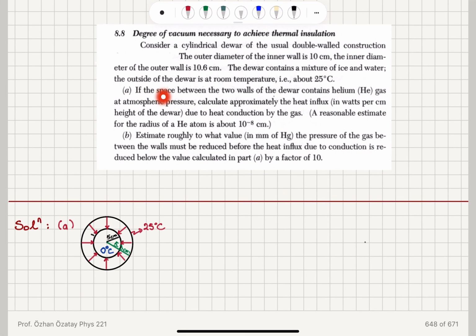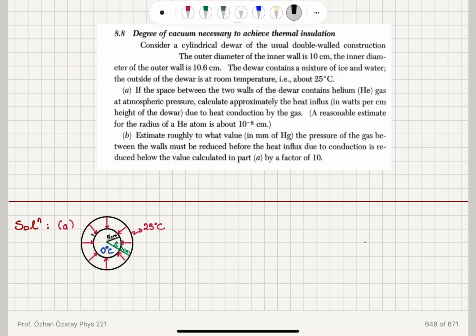Part A. If the space between the walls of the dewar contains helium gas at atmospheric pressure, calculate approximately the heat influx in watts per centimeter height of the dewar due to heat conduction by the gas. There will be heat flux from the outside to the inner portion of the dewar. A reasonable estimate for the radius of a helium atom is about 10 to minus 8 centimeters.